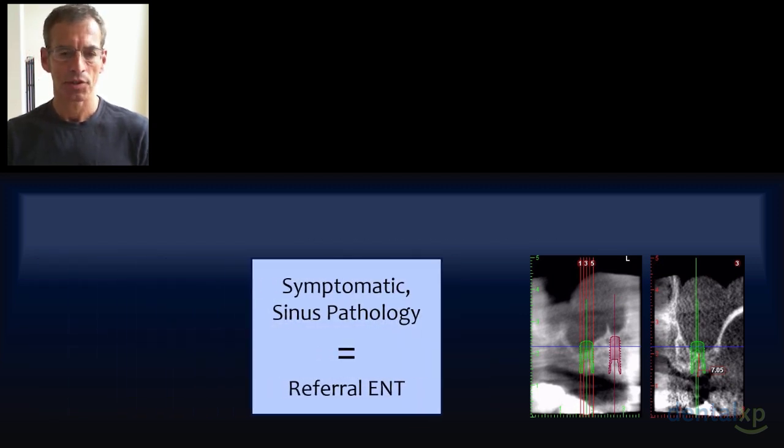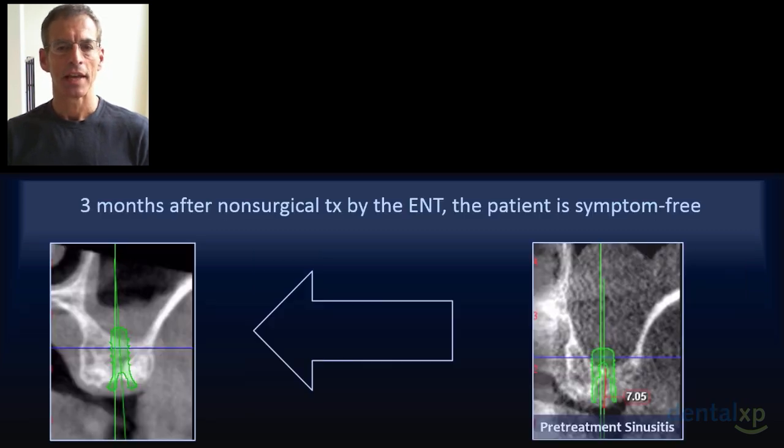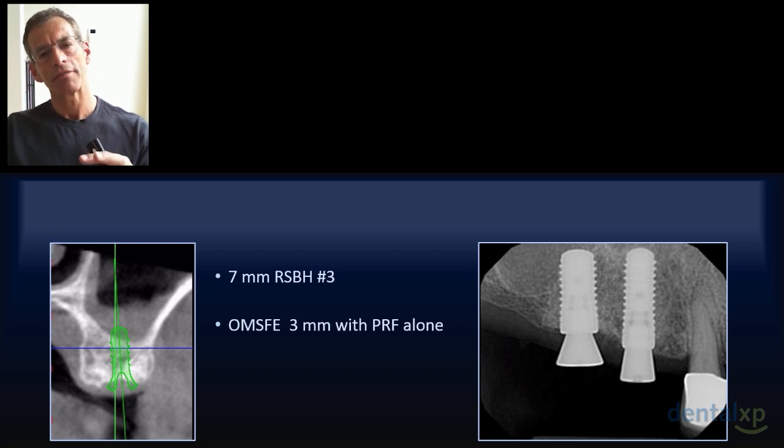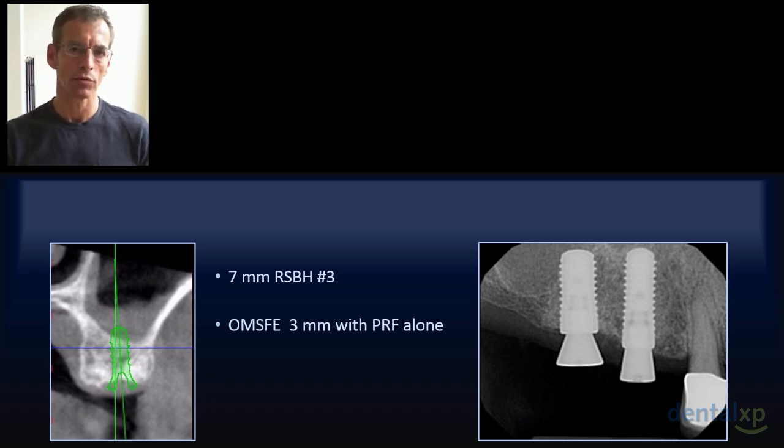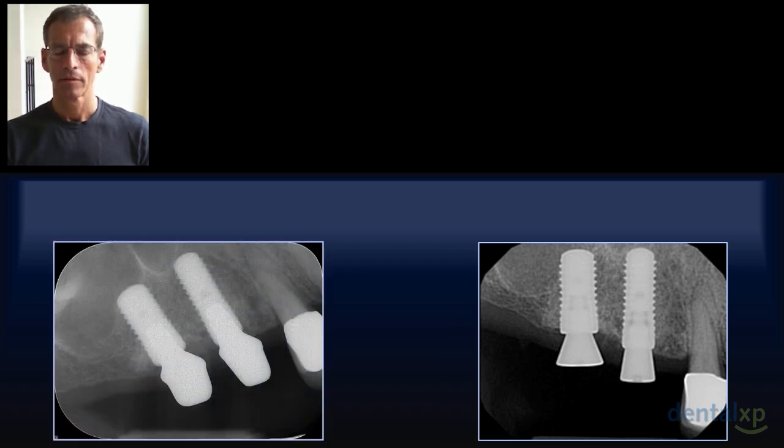Symptomatic sinus pathology, referral to the ENT. And this patient is treated conservatively, antibiotics and a steroid nasal spray. And after 3 months, we see significant resolution of the membrane pathology. But because he does have a documented history of sinus disease, I remain conservative. I elevate only 3 millimeters transcrestally and do not use a particulate, only platelet-rich fibrin, as the particulate may irritate the membrane. Does very well.